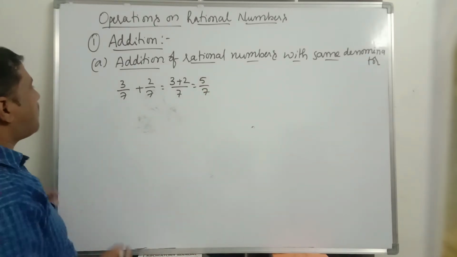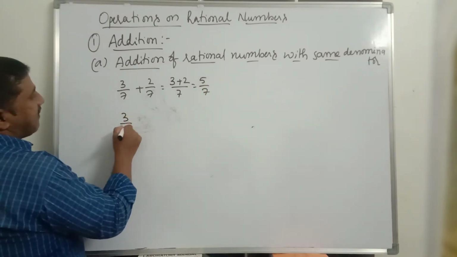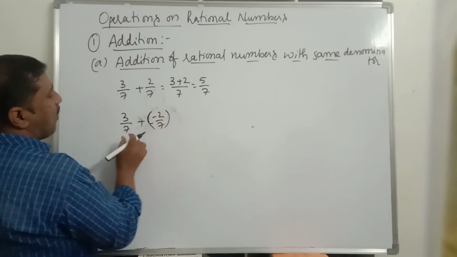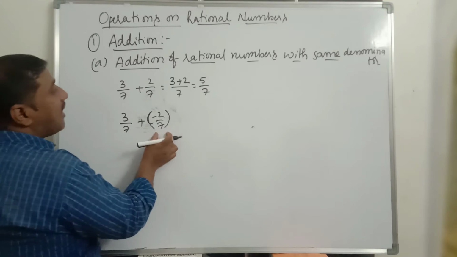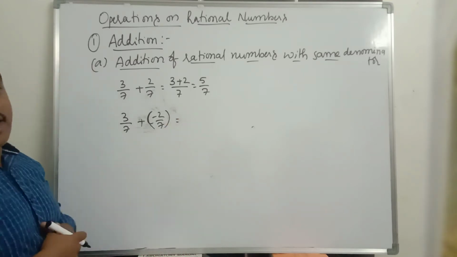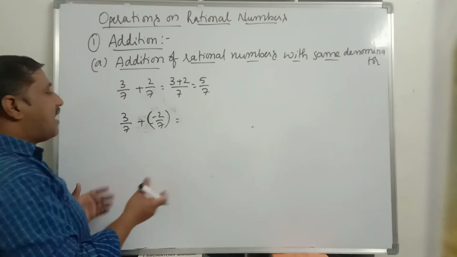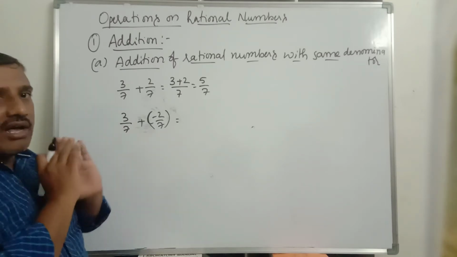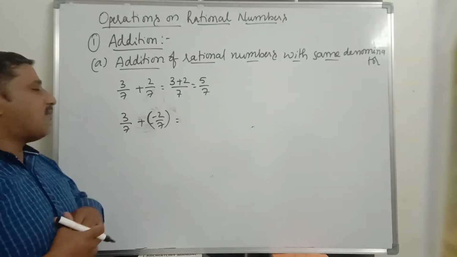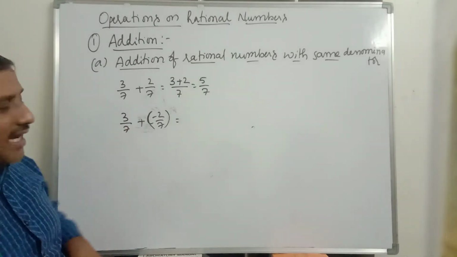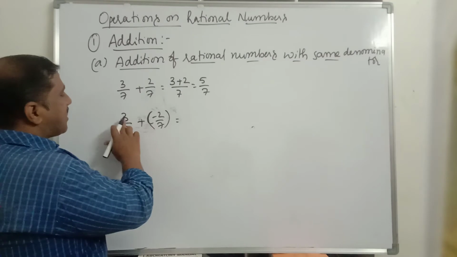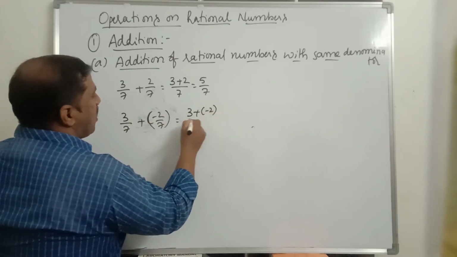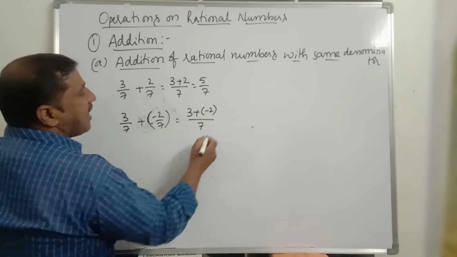Take one more example, that is 3 by 7 plus minus 2 by 7. That is one positive rational number and one negative rational number. How do we add one positive rational number and one negative rational number? Again, we will add the numerators and take the common denominator. What are the numerators here? 3 and minus 2. That is 3 plus of minus 2, divided by the common denominator 7.